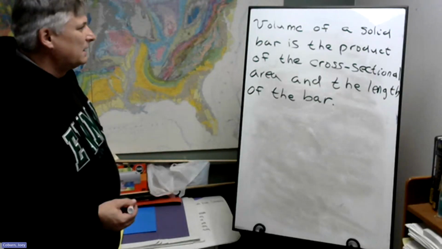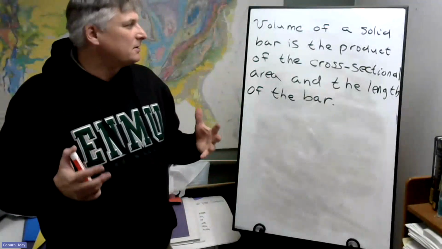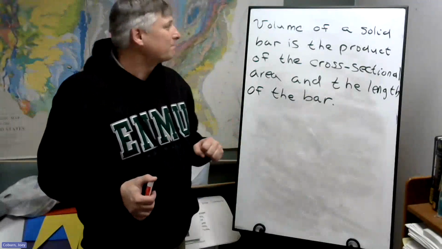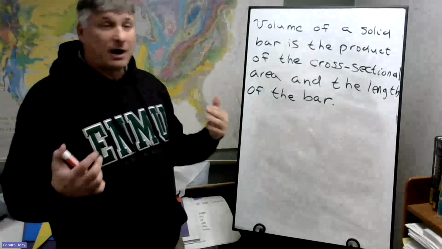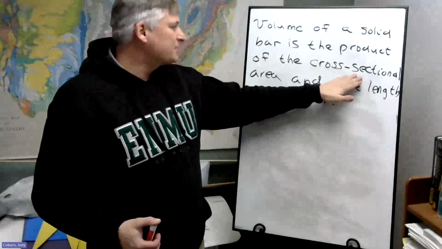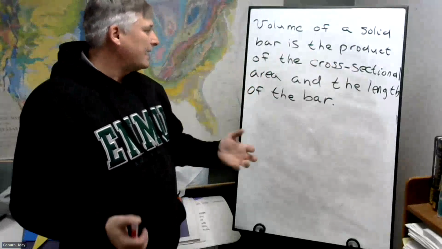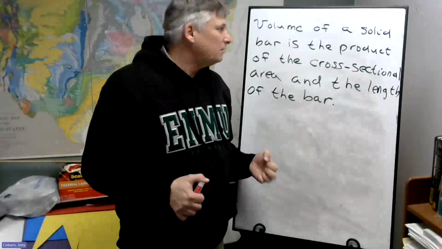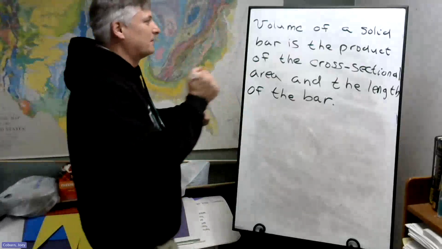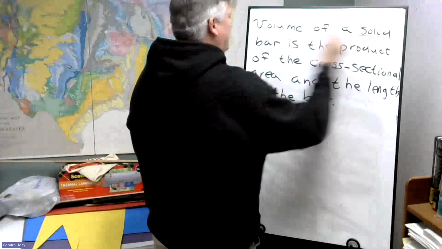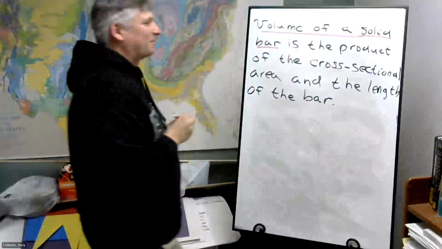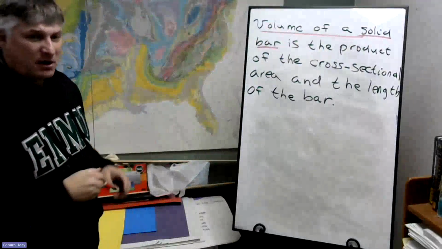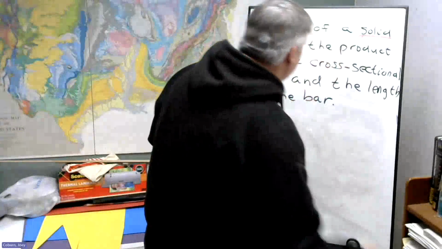So let's pick this one apart and put this into mathematical notation. The volume of a solid bar is the product of the cross-sectional area and the length of the bar. So let's look for all the elements here. There's a solid bar. In fact, this solid bar has a volume. So the volume of the solid bar, let's call that V.